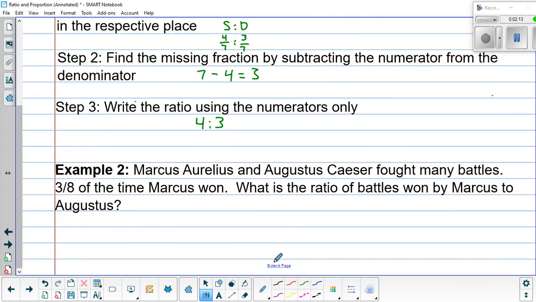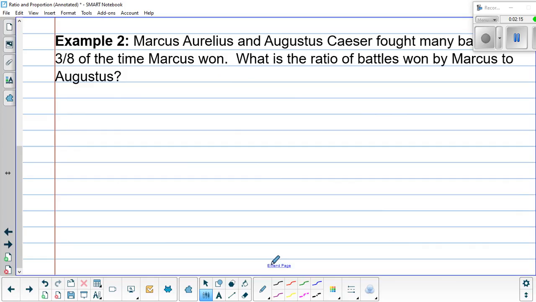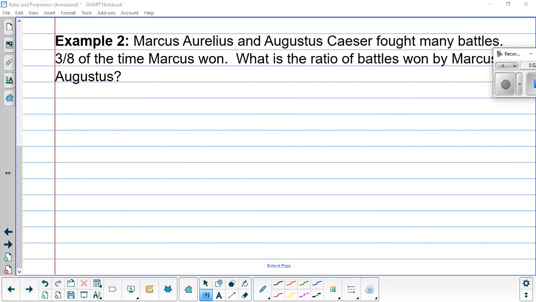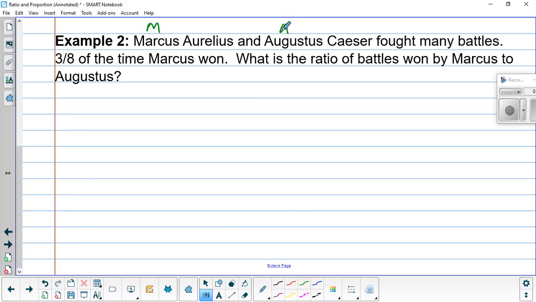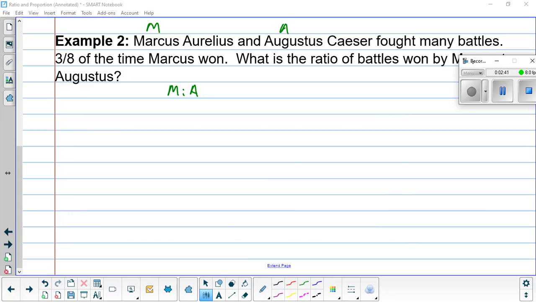Now, example 2. Marcus Aurelius and Augustus Caesar fought many battles. 3/8 of the time Marcus won. What is the ratio of battles won by Marcus to Augustus? So, I'm going to denote that with an M and an A. So I'm going to write M to A. And also doing this can help yourself too if you're doing longer problems or if you have a little trouble getting lost here and there. So M to A. So 3/8 of the time Marcus won.